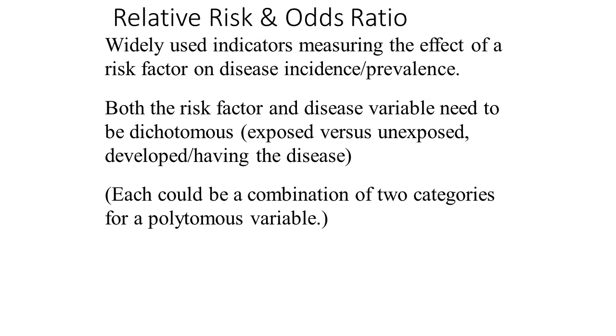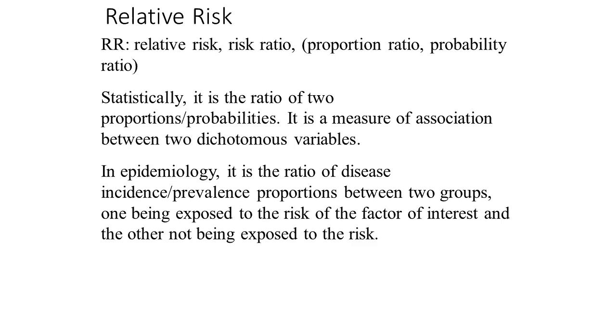In general, relative risk and odds ratio are statistical indicators for measuring the association between two dichotomous variables. In health research, usually one of the two variables is a risk factor that has two categories, exposure to the risk factor, and no exposure to the risk factor. The other variable may be disease incidence, with two categories indicating whether the person developed the disease or not. The other variable may also be disease prevalence with two categories that indicate if the person has the disease or not. Relative risk, also called risk ratio, proportion ratio, or probability ratio, is the ratio of two proportions.